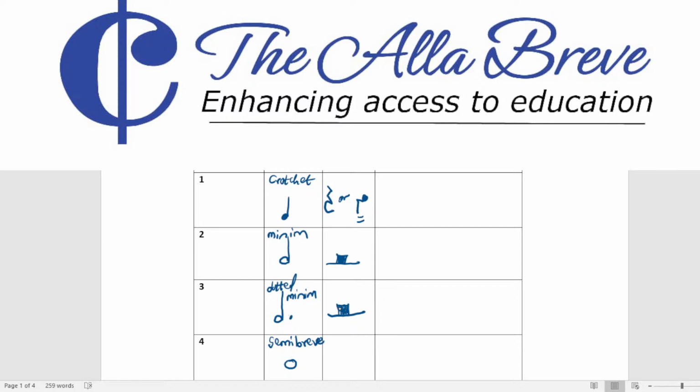Then we have a semibreve, which is also a hat but facing upwards. You have to be careful. You need to practice and master them because confusing the two can be very easy. Look at the minim rest and look at the semibreve rest.